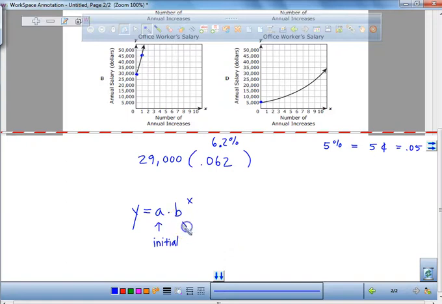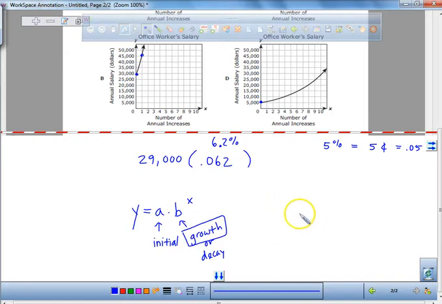And B is what's called our growth rate. Sometimes they call it a decay rate. If it's going down, it's called a decay rate. But right now, can you see that we're not dealing with a decay rate? We're dealing with a growth rate because everything's going up.